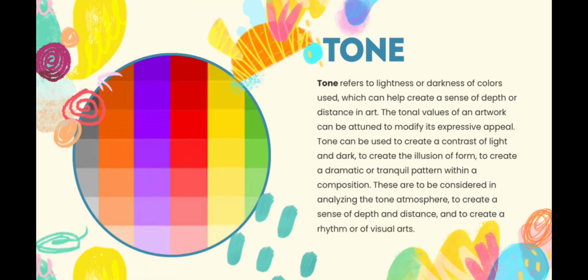Tone. Tone refers to the lightness or darkness of colors used, which can help create a sense of depth or dissonance in art. The tonal values of an art can be attuned to modify its expressive appeal. Tone can be used to create a contrast of light and dark, to create the illusion of form, to create a dramatic or tranquil pattern within a composition. These are to be considered in analyzing the tone: atmosphere, to create a sense of depth and distance, and to create a rhythm in visual arts.